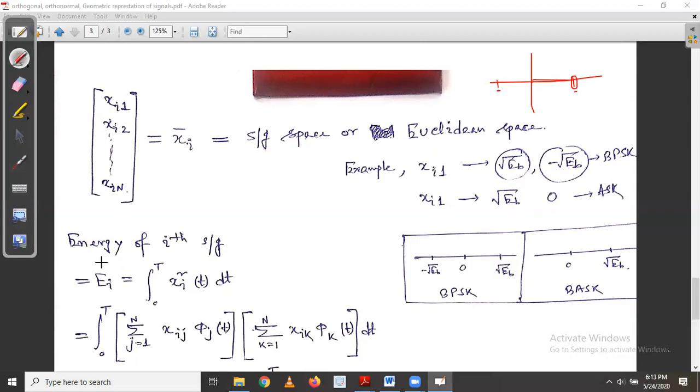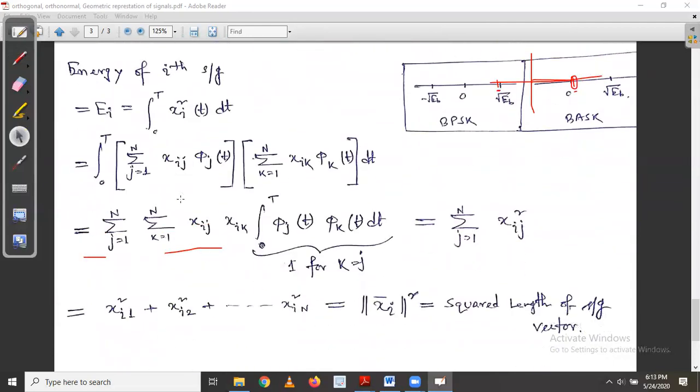So that is why you have to find out the ith signal. What about the signal? The ith signal energy. That means the distance from the origin will give the energy of the signal. As well as you can say that energy means the distance from the origin of that particular message point. That's all.